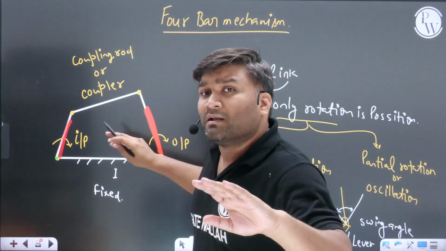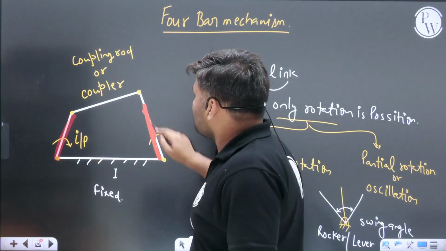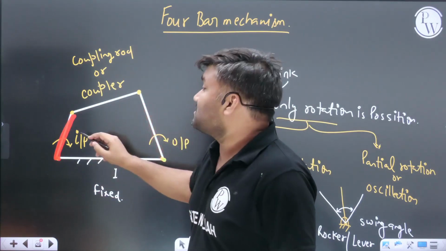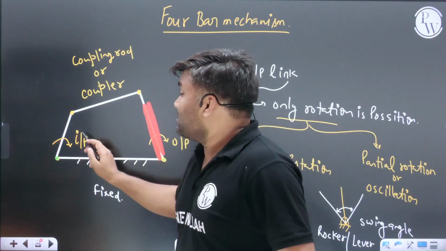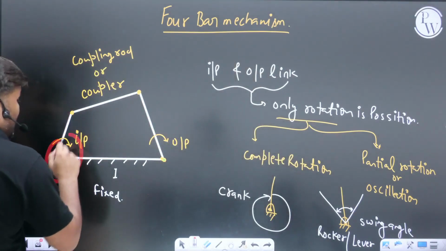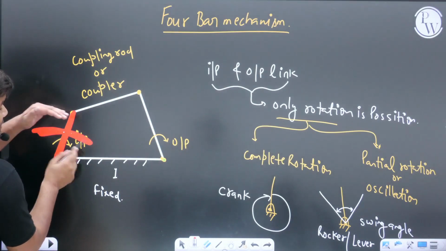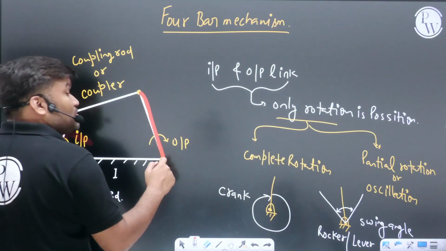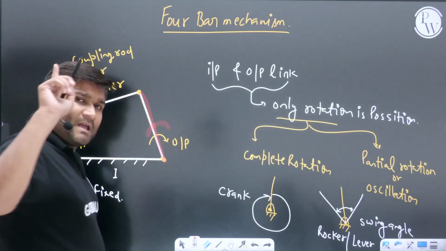Sir, none of the link is having complete rotation, this is also having oscillation, this is also having oscillation, क्या बोलेंगे? Sir, ये भी rocker है. Incomplete rotation, ये घूम रहा है, this is rocker. From here, something like this, it is having rocker वाला motion. This link is also not having complete rotation, तो ये भी rocker हो जाएगा बेटा. Getting my point?